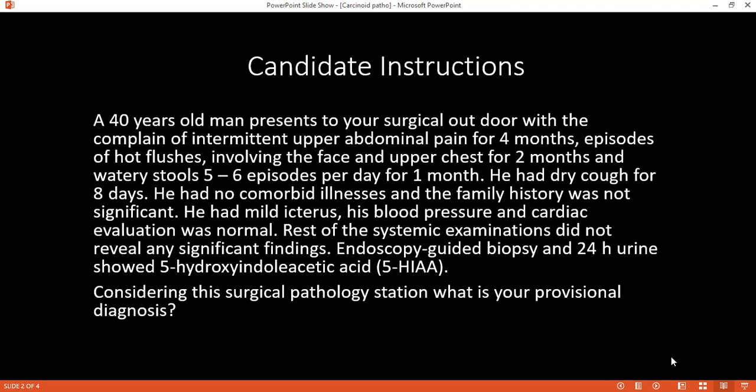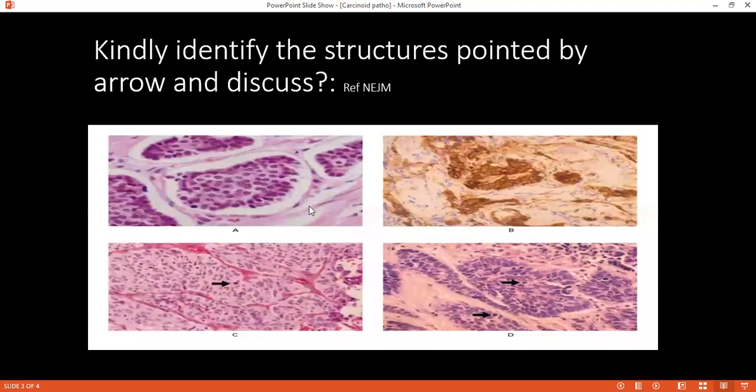Can you help me and read this? This is A, B, C, and D. What are you looking at? Ma'am, these are the histopath of the tumor, showing hyperchromatic cells of variable sizes, and some are more stained and some are less stained.